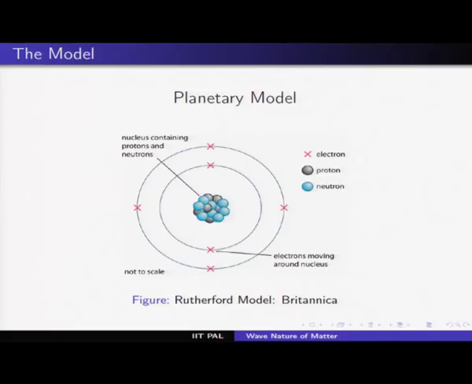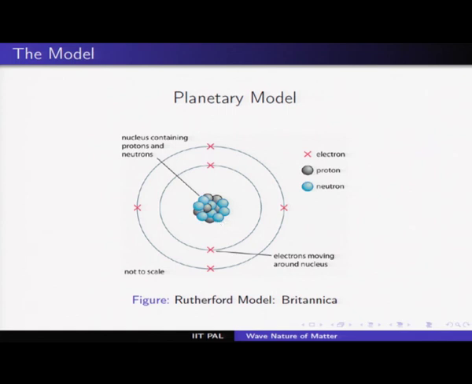So if you look at this model now in this slide, this is the conventional picture that you have in your textbook. This is again from Britannica. You have all the positive charge concentrated at the center, but then the positive charge does not account for the full mass. Therefore you have to postulate the existence of neutral particles. Chadwick discovered them. So the blue ones are the neutrons, the grey ones are the protons. There are many more blue ones than the grey ones.